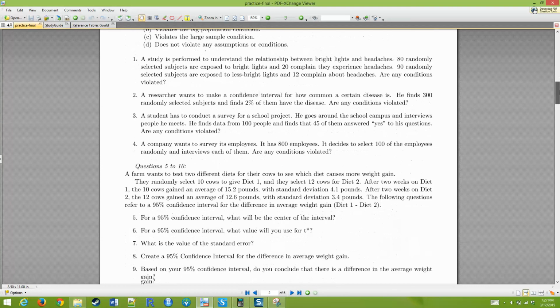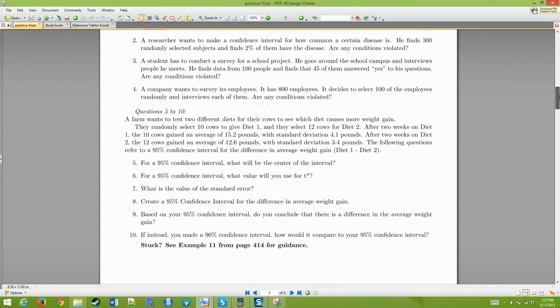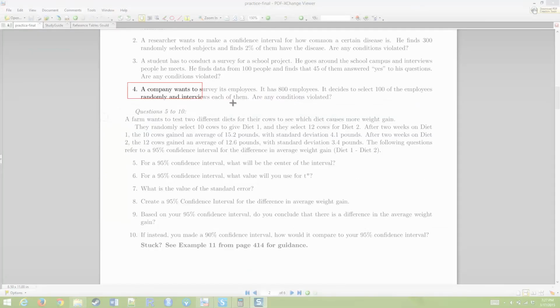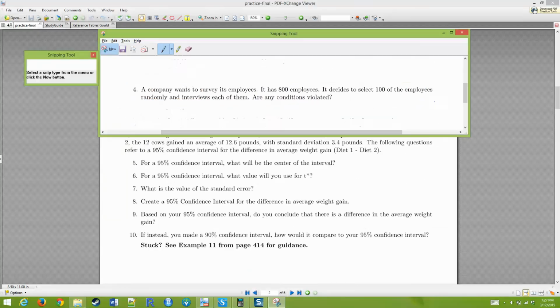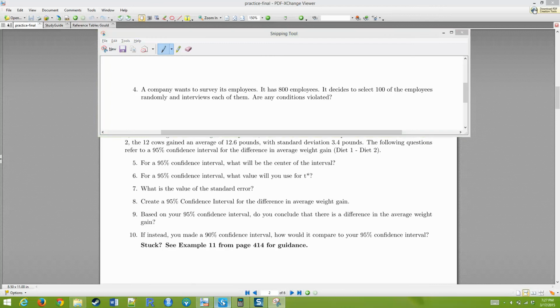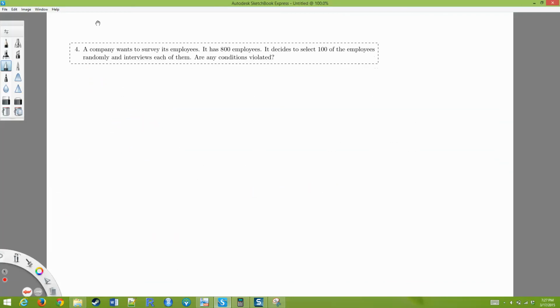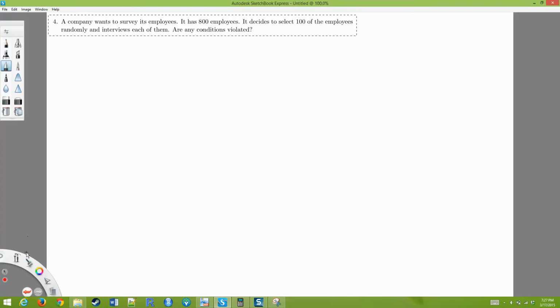Okay. And the last one of these. Okay, so it says a company wants to survey its employees, 800 employees, decides to select 100 of the employees randomly and interviews each of them. Are any conditions violated? Okay, so here we didn't even get any other information.